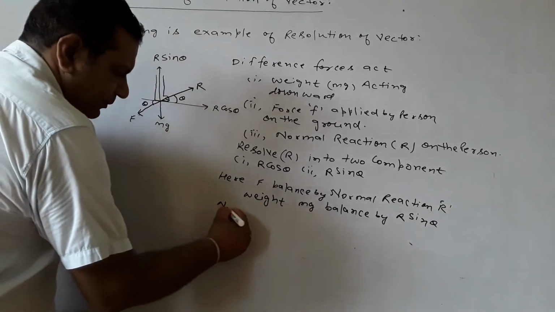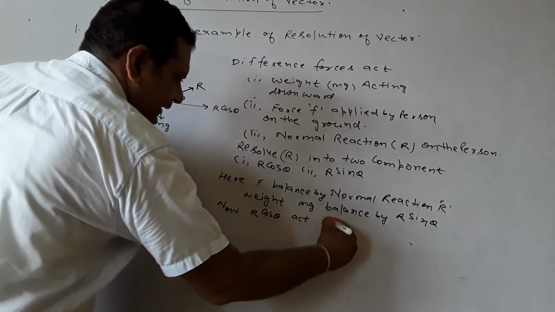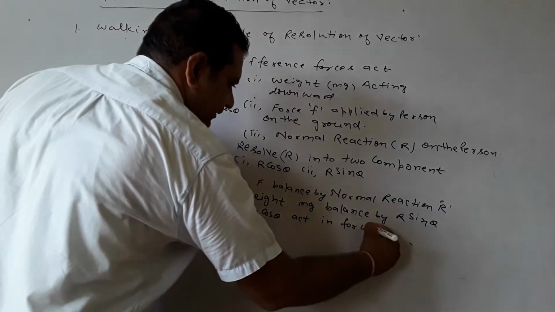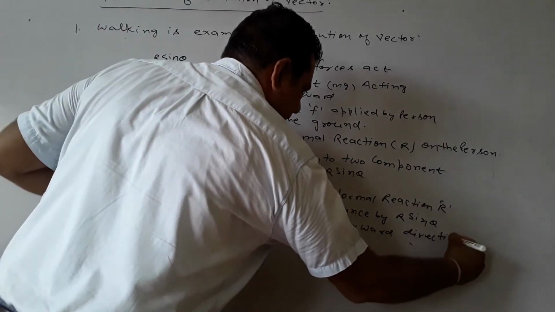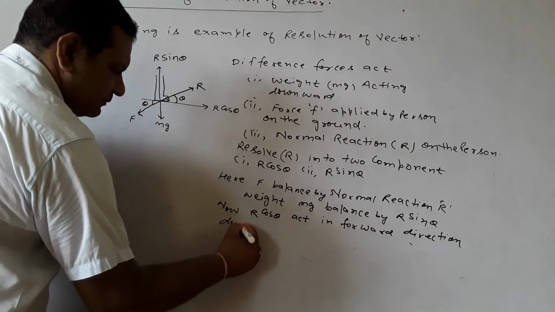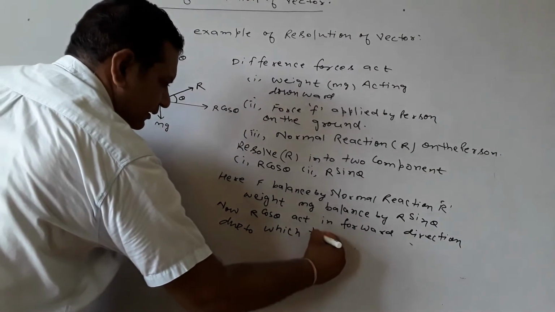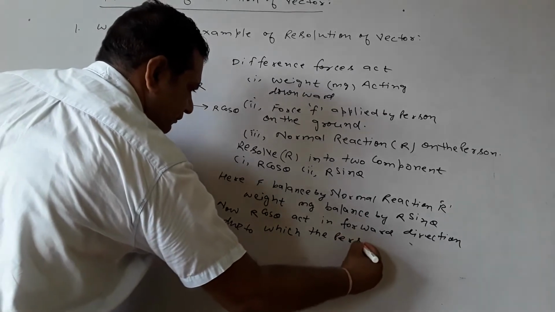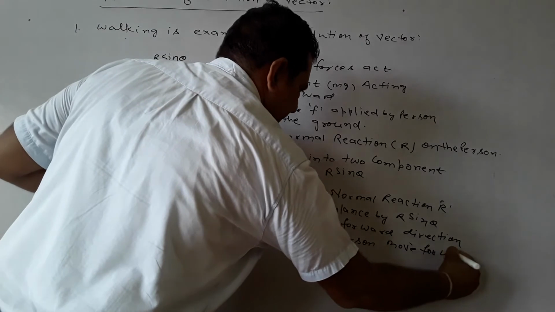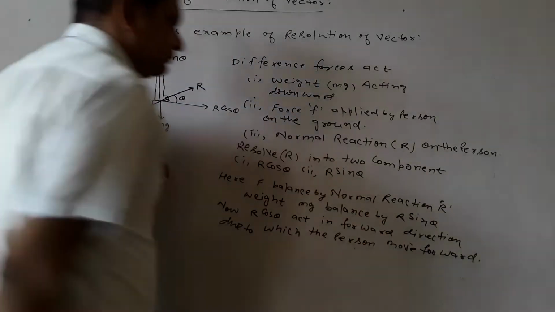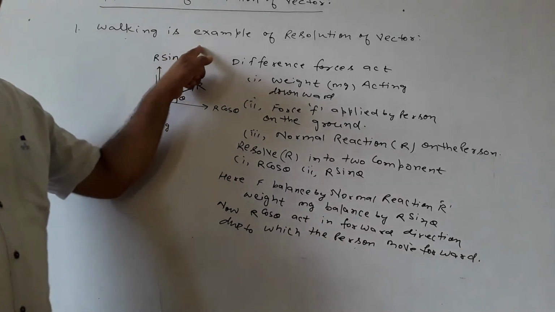Now, R cos theta acts in the forward direction, due to which the person moves forward. Therefore, we can say that walking is an example of resolution of vector.